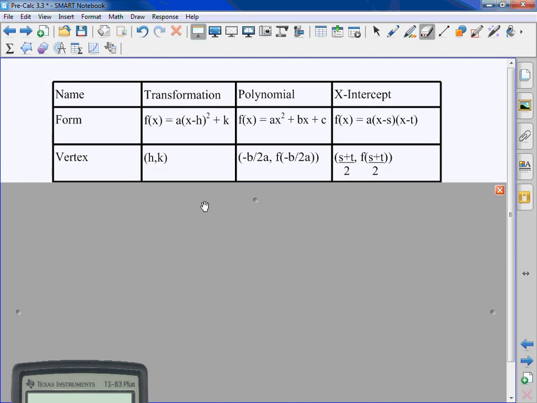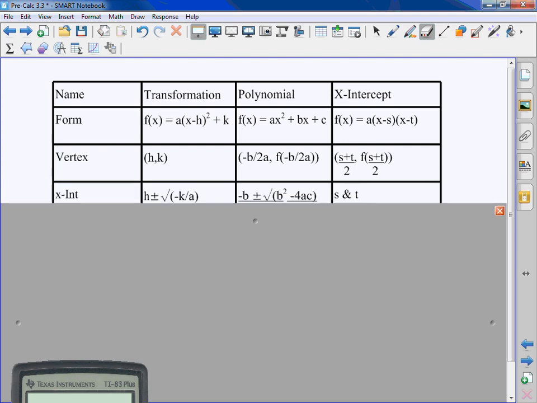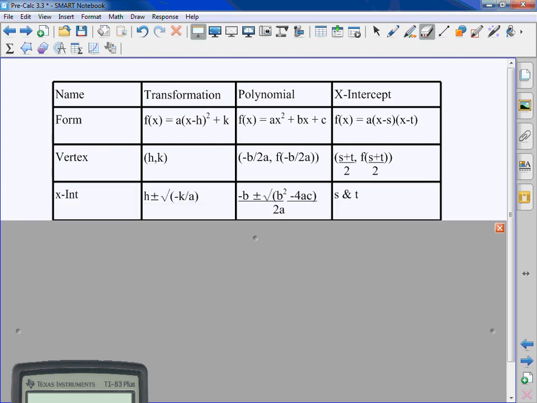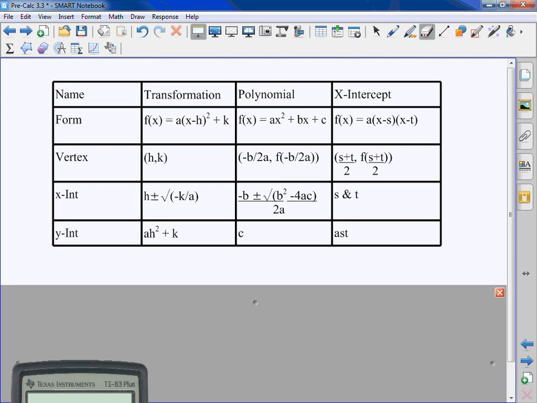All I'm doing is this is how you find the vertex in any form. This is how you find the x-intercept in any form. And that's how you find the y-intercept in any form.